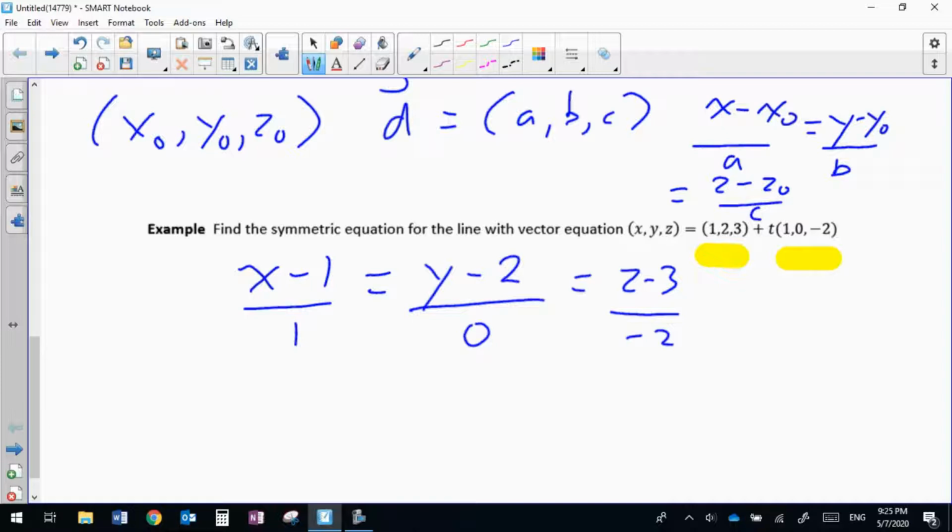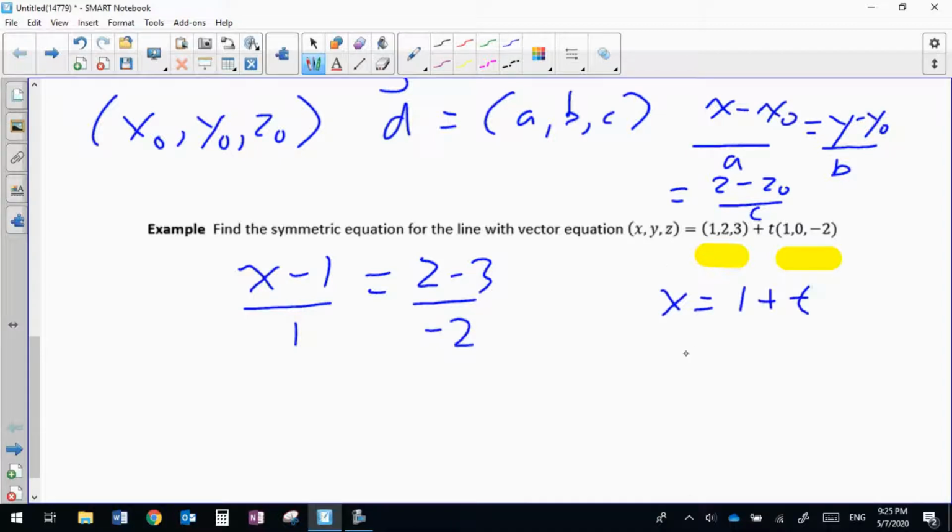And what we can actually do is take a look at our direction vector. When we have one of the numbers equal to 0, we've got to be a little bit careful here. This is true right here. If you solve for t, x equals 1 plus t and z equals 3 minus 2t, those are the two expressions you'll get. Now, how about we look at the y value? y is equal to 2 plus 0t, or just y equals 2.